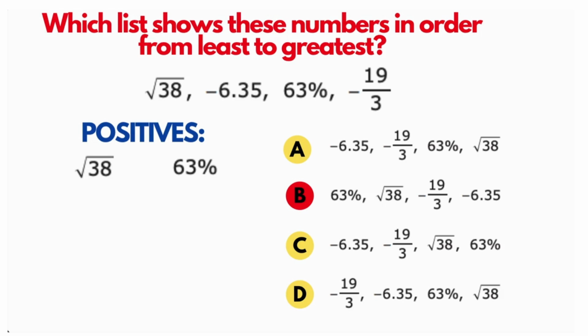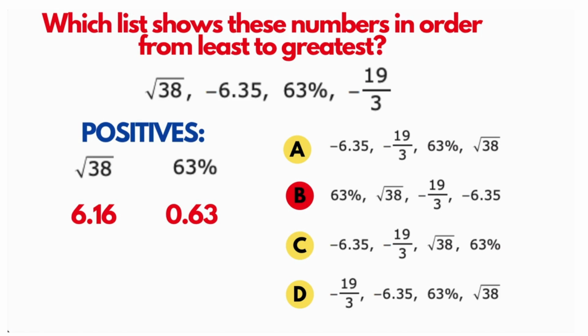38 is just a little bit more than 36, which is a perfect square, which would be 6. So it should be a little bit more than 6. We'll put that on our calculator and we'll round that off to 6.16. And 63%: 100% is 1 whole, so 63% has to be less than 1 whole. It's actually 63 hundredths, because if you had a test with 100 questions on it and you got 63 right, you got a 63%.